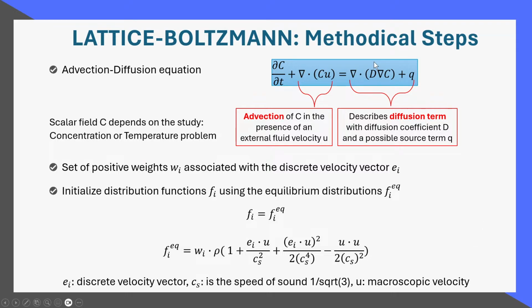Now, the lattice Boltzmann method steps are as follows. We have an advection diffusion equation, and here we have the time-dependent concentration, the advection, the diffusion, and any source term. We have a set of positive weights associated with the discrete velocity vectors e_i, and the initial distribution functions are initialized using the equilibrium distributions, which are based on these equations, where w is the weights, rho is the density, u is the macroscopic velocity, c_s is the speed of sound, and e_i is the discrete velocity vectors.